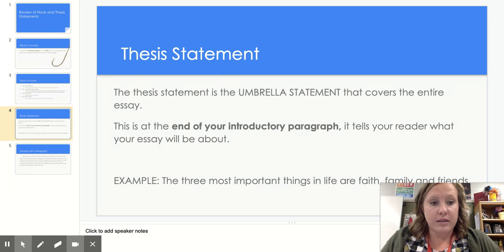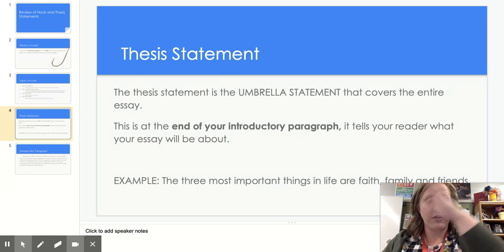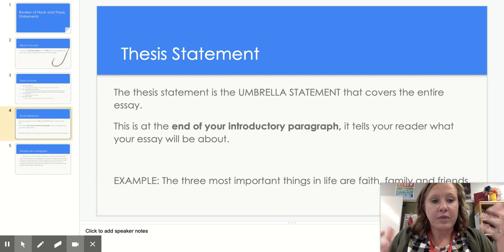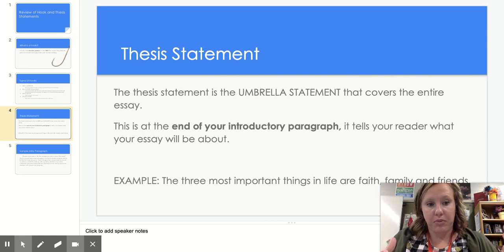So we say this is the umbrella statement of your essay. It's going to cover the entire topic of your essay. It's the very last thing of your intro paragraph, and it's really going to focus what you're writing about. Okay. So say you've looked at the prompt, you are answering the prompt essentially in your thesis statement.